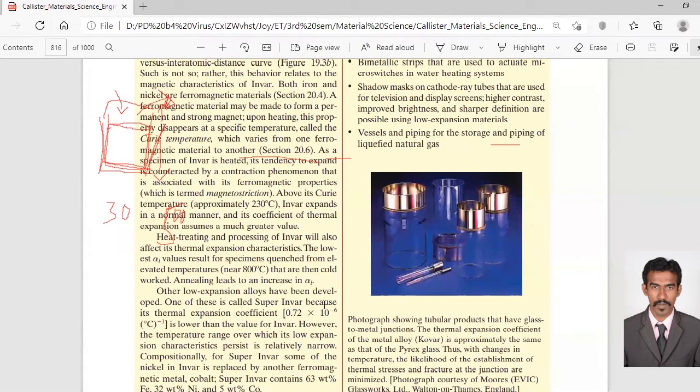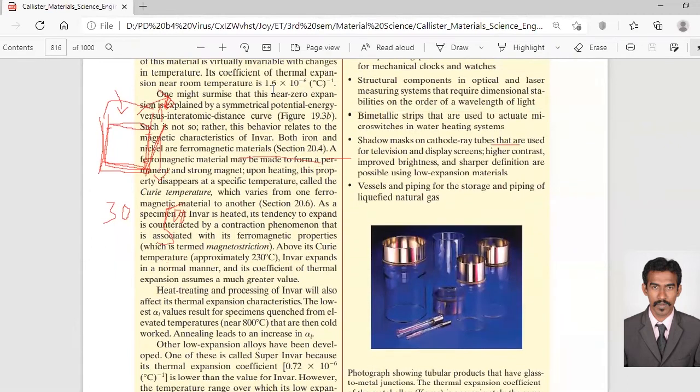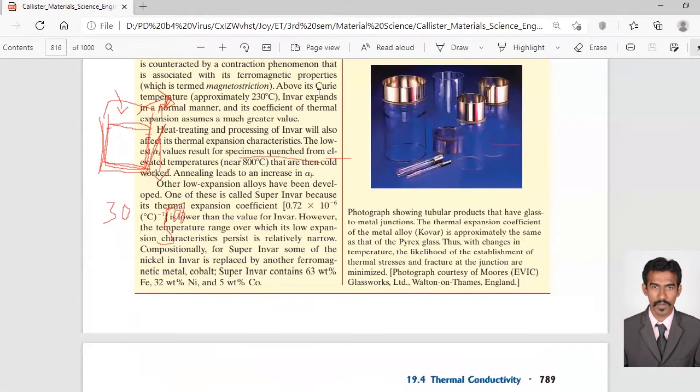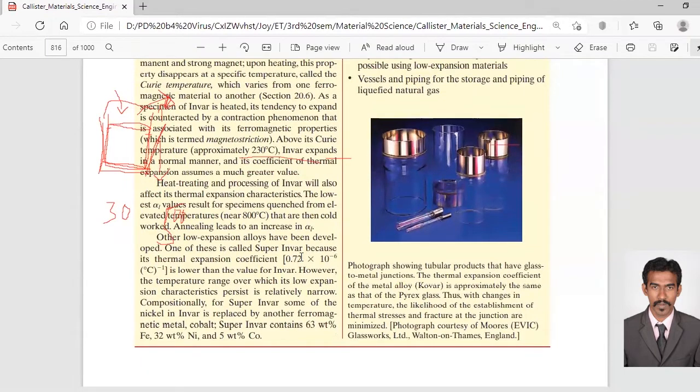One of these is called Super Invar. Invar has a thermal expansion of 1.6 times 10 to the power minus 6. Then they have developed an even better material than that, showing 0.72 times 10 to the power minus 6, Super Invar. So this is lower than the value for Invar, almost half. However, the temperature range over which its low expansion characteristics persist is relatively narrow. So here the range of temperature is a little bit less.